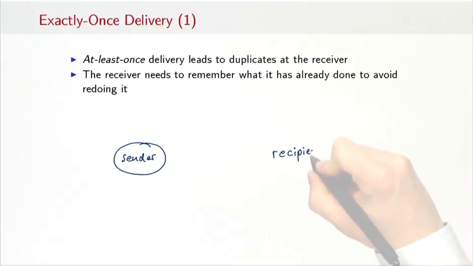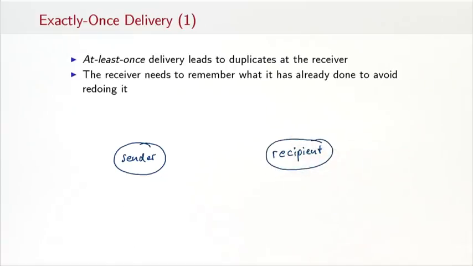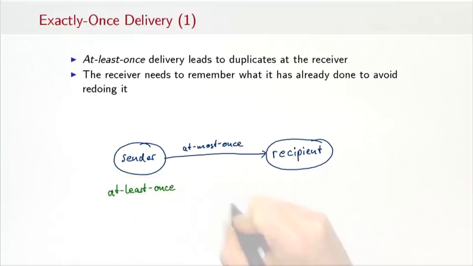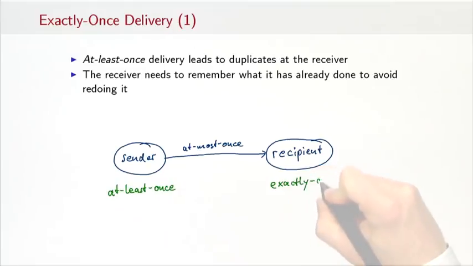We have a sender and a recipient. Between them, we have a way to transmit messages, which has at most once semantics. At least once is the responsibility of the sender. The sender needs to remember and resend things. Exactly once is the responsibility of the recipient. The recipient needs to remember what it has done and then avoid redoing it again.